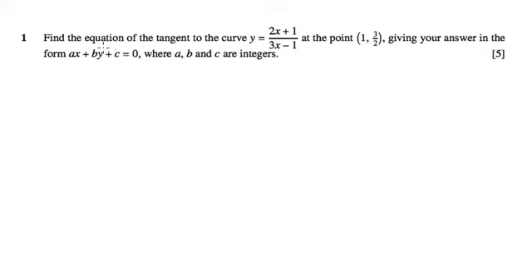Okay, question 1 wants us to find the equation of the tangent line for this curve here. It's given us the point, so we just need to find the gradient, and then we can use y minus y1 equals m(x minus x1). But finding the gradient is going to be the tricky part.